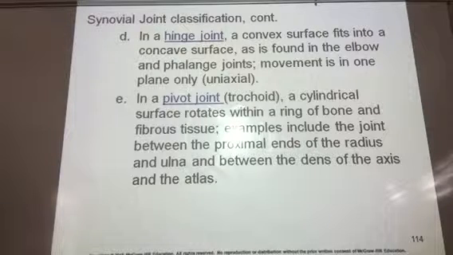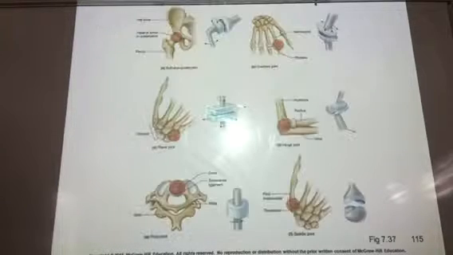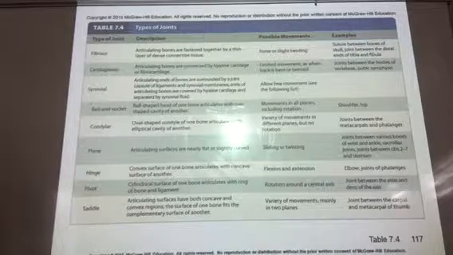Pivot joint, there's only a couple of those. It's going to rotate around a ring. Your axis and atlas would be examples of that. And saddle joint, the only one that you have is your thumb. There again, probably not going to ask specific questions about where those are located.